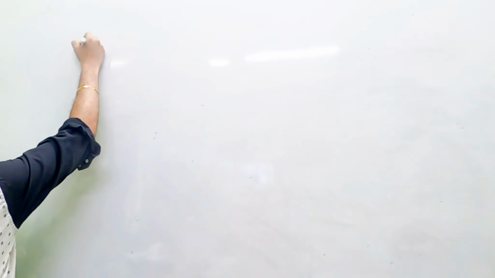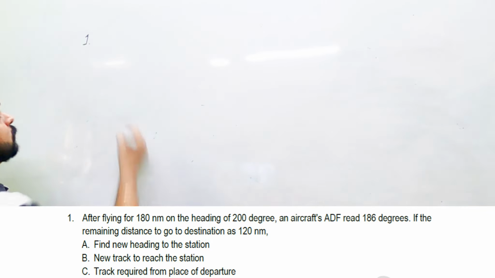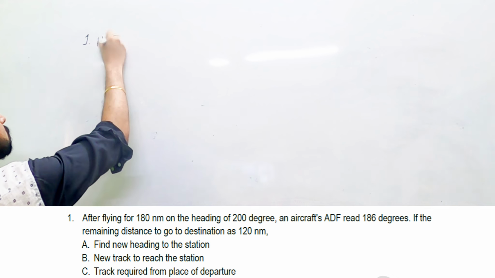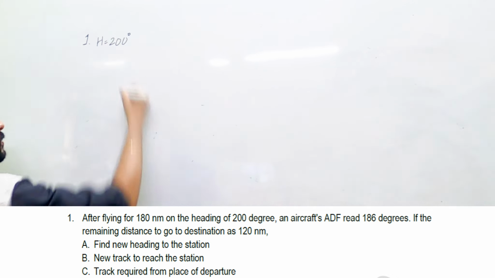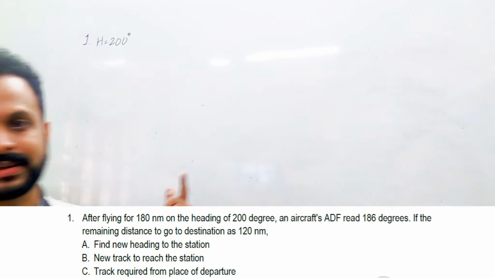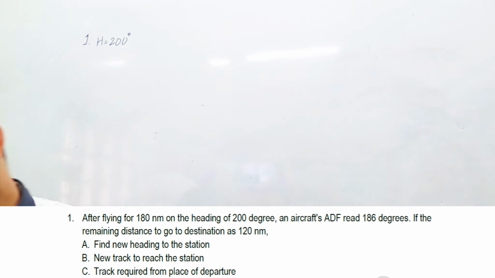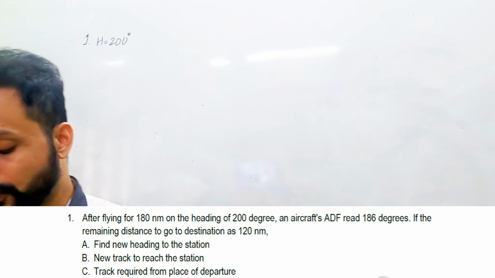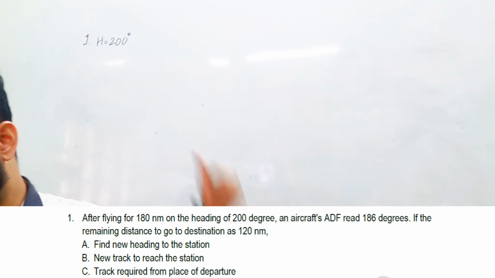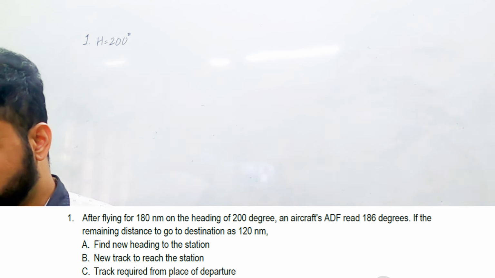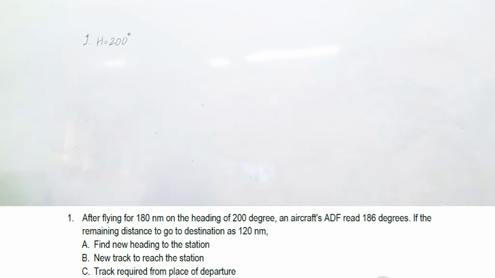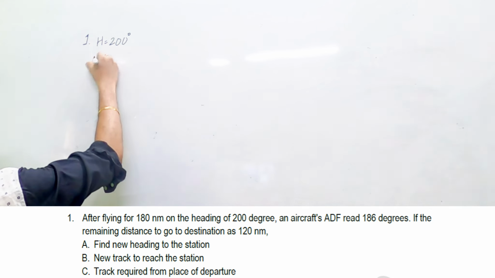First question. You can probably listen to this question all together before you start doing it. The aircraft is flying with a heading of 200 degrees. If nothing much is mentioned, you can go with the magnetic value there. After flying for 180 nautical miles on this particular heading, an aircraft's ADF reads 186 degrees. So what is the ADF reading?